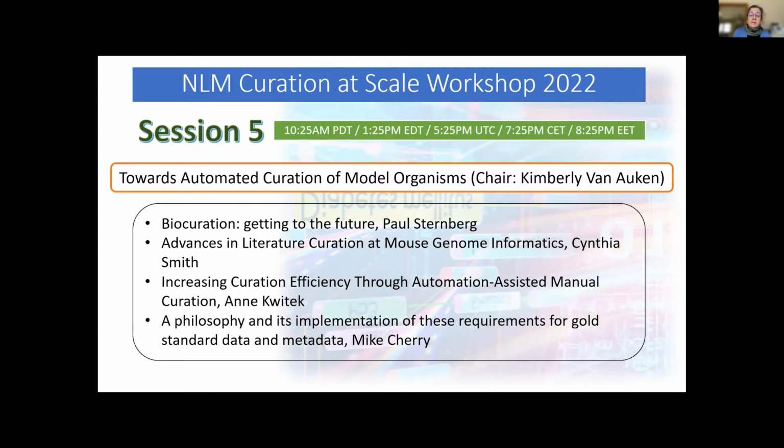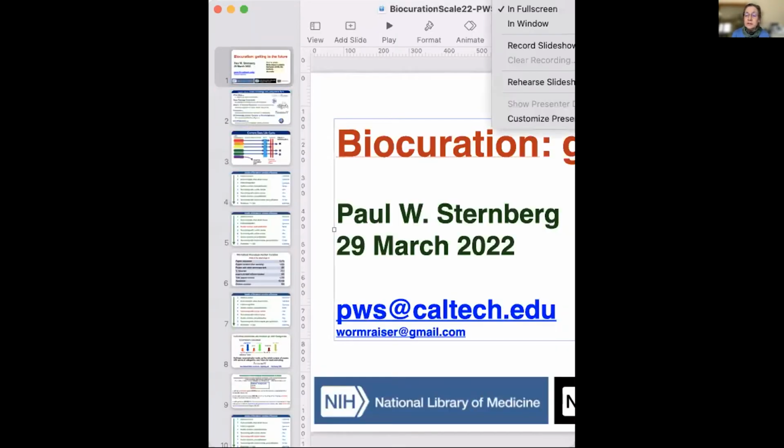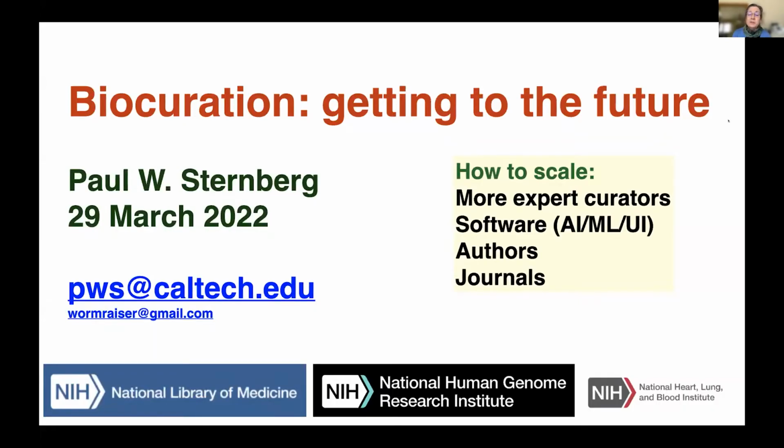So to start, our first speaker is Dr. Paul Sternberg, the Bren Professor of Biology in the Division of Biology and Biological Engineering at the California Institute of Technology. Dr. Sternberg is primarily a C. elegans researcher and knowledge base user with broad biological research interests. He co-founded Wormbase, the Alliance of Genome Resources, Texpresso, and Micropublication Biology, and has been into curation at scale for 20 years. And so today he will tell us about getting to the future of biocuration.